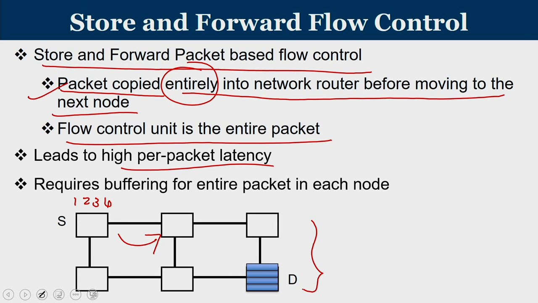Because of this, every router needs to have capacity wherein it can store the entire packet. So, if the packet size is going to be 20 flits, the buffers should have 20 flit capacity.